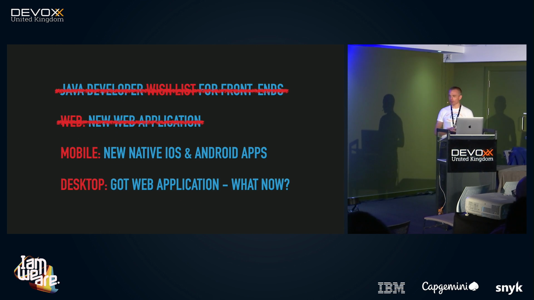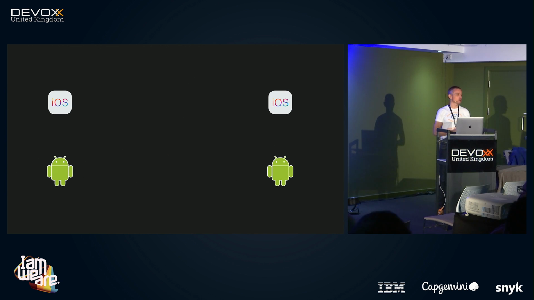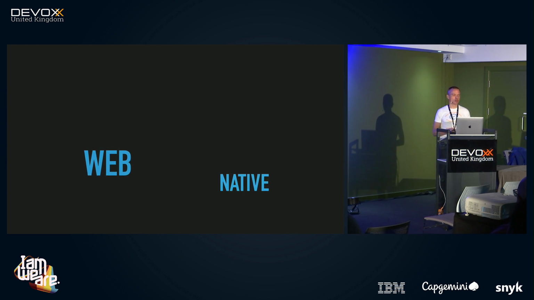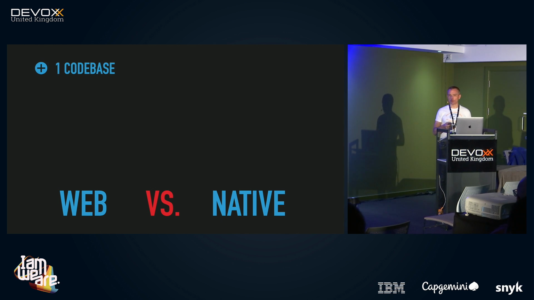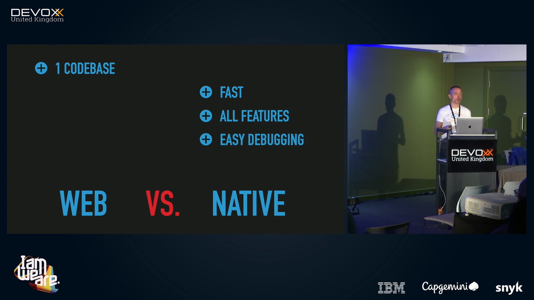Now on to mobile applications. The question is, how can we actually build mobile applications on these phones? There are two obvious ways of doing that. The first one is we build a web application that runs on both, or we build two native applications. Now, let's see what the advantages of these two approaches are. On the web we have one code base, which we like, that was the goal that we have, and on the native side we have fast applications with all the features and good debugging. Debugging on mobile devices sucks.